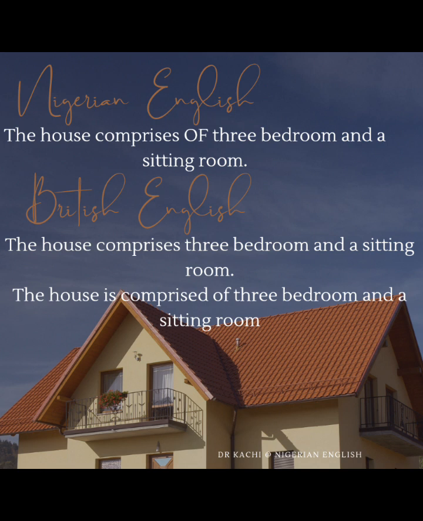You can also have something like this in British English. The house is comprised of. So you can see here that it is used with the form of verb be. So when it is used with the form of verb be, it can go with of, but when it is not used with the form of verb be, it is transitive.